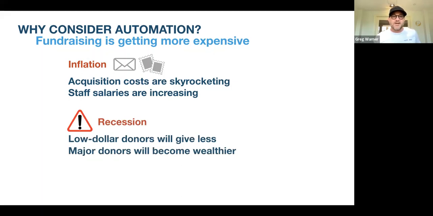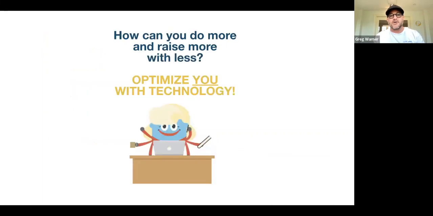And if that happens, you could probably bank on the fact that low dollar donors will give less or drop out or cancel their monthly donations. While, look, all this kind of stuff, inflation only helps wealthy people. They have assets, and assets tend to increase, especially real estate and such, during these recessionary and inflationary periods. So I think that everything that I just mentioned to you is going to be exacerbated in the very near future, which tells me that we've got to think about optimizing you with technology.